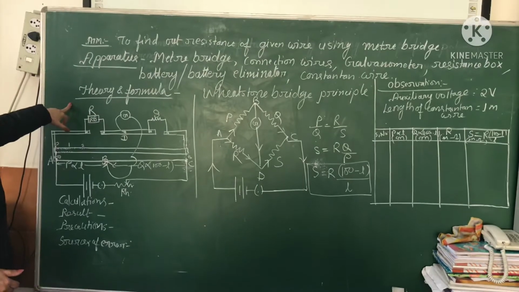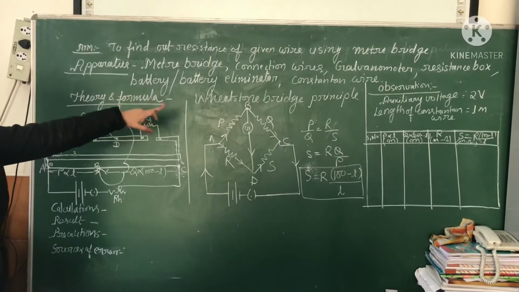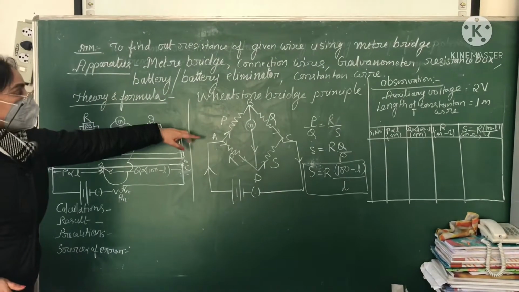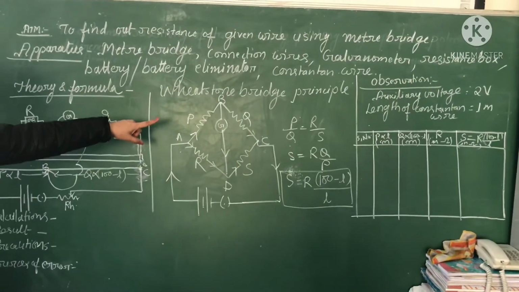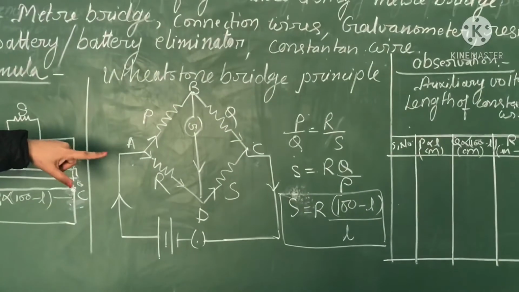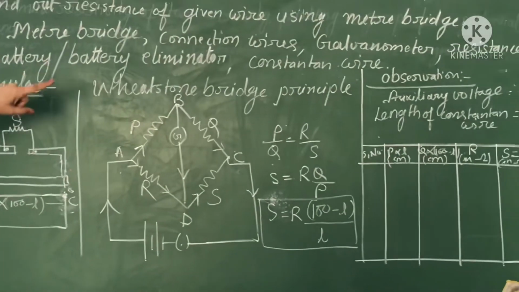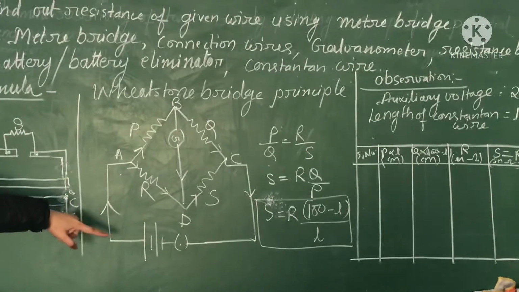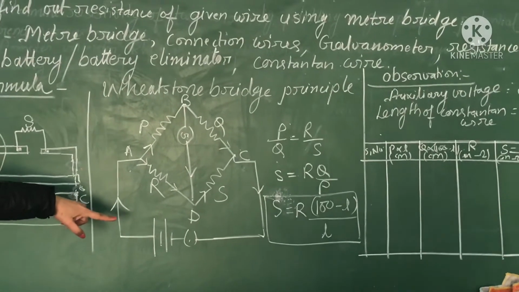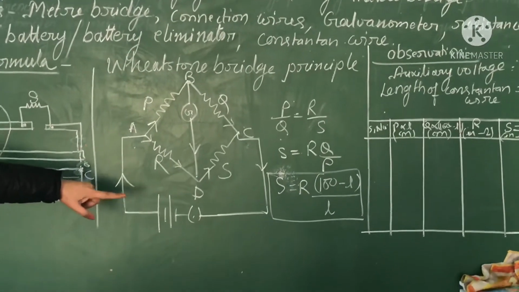Then theory and formula. It is based on the Wheatstone bridge principle. As we can see here, 4 resistances P, Q, R, S are connected in the 4 arms of this bridge. The galvanometer is connected between B, D and A. In between A and C, one battery eliminator and key are connected.